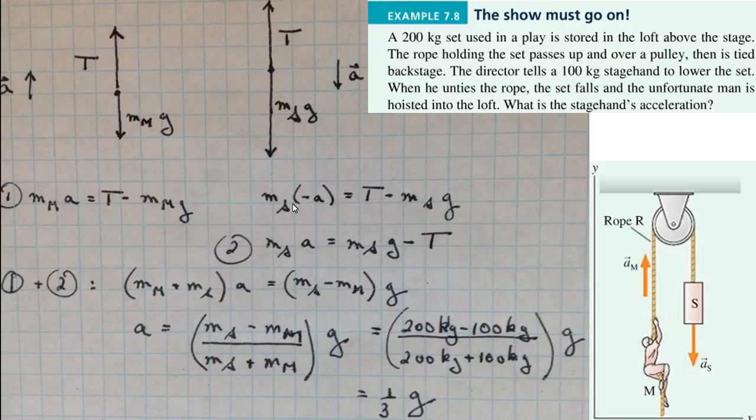And then the Newton number 2 for the m sub s is m sub s times minus a, because a is pointing down, I have to do that, equals T minus m sub s times g. So this equation, which I'm going to call 2, can be rewritten as m sub s a is equal to m sub s times little g minus T.